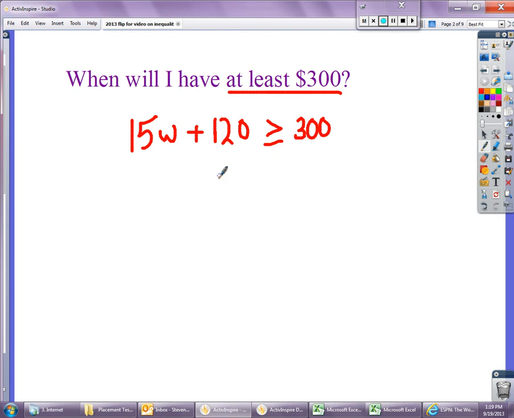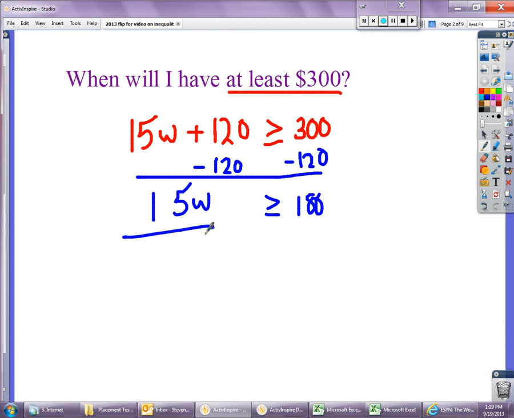Well, we're going to solve this. If I want to know how many weeks this will take, we solve it exactly like we solved the equation. We subtract 120 on both sides. We get 180. We bring down our sign, but it's not an equal sign. It's an inequality sign. We divide by 15, and we get that same exact answer, which I believe was 12. Yep. But instead of knowing that the weeks have to equal 12, we get that the amount of weeks could be greater than or equal to 12.